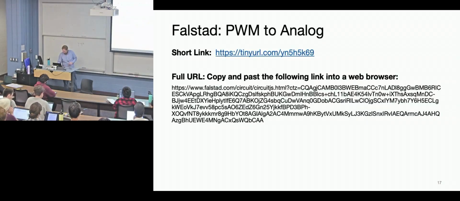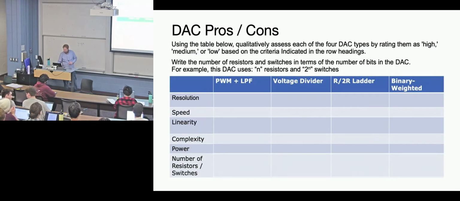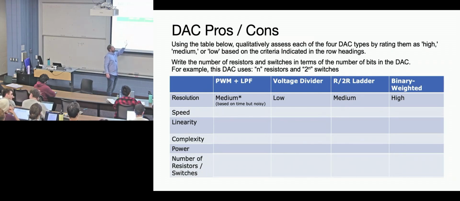So what did I say? I said medium, but I put a star there saying it's based on time, but it's noisy. So we get the benefits of time, but there's this noise. I said low, medium, high. I had to guess. I was thinking more as you increase the number of resistors or bits, that's how the thing comes out. What about speed?